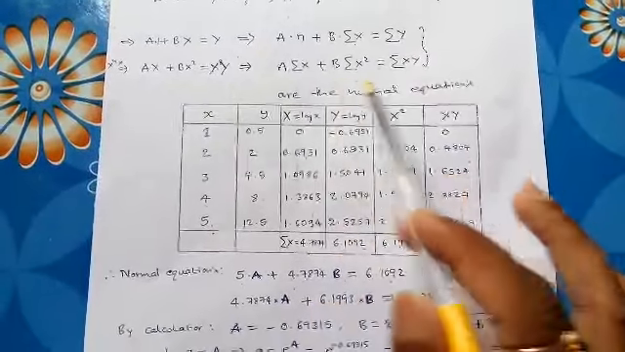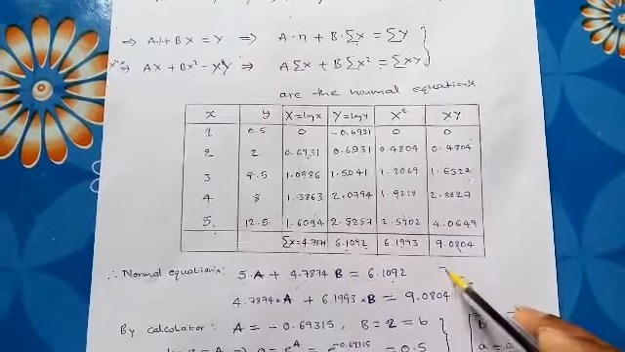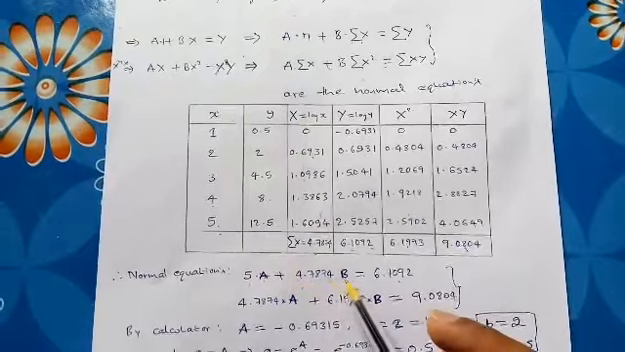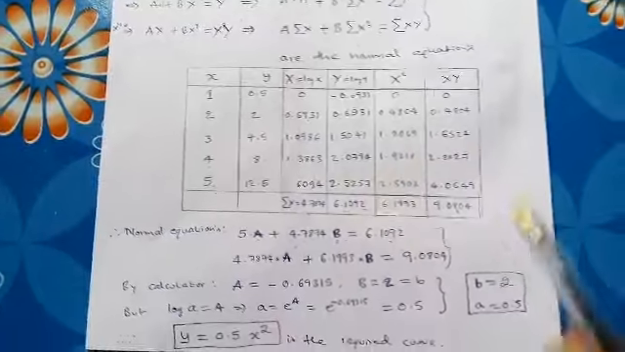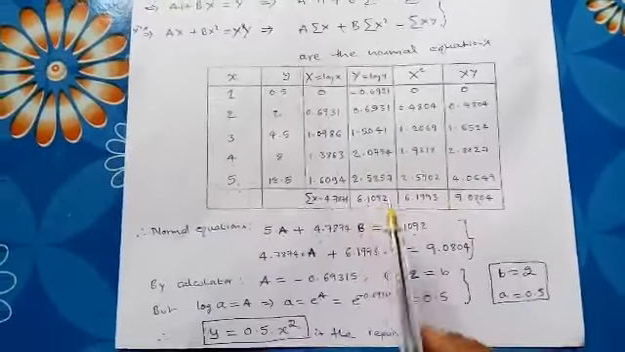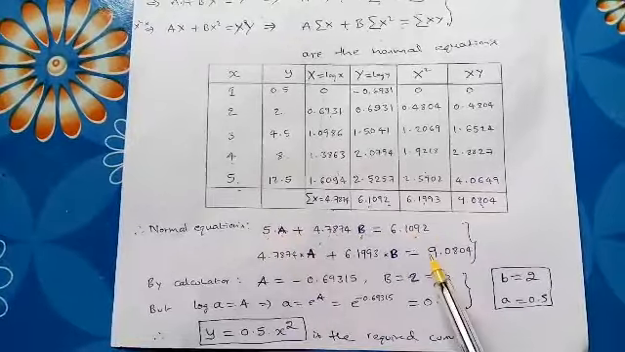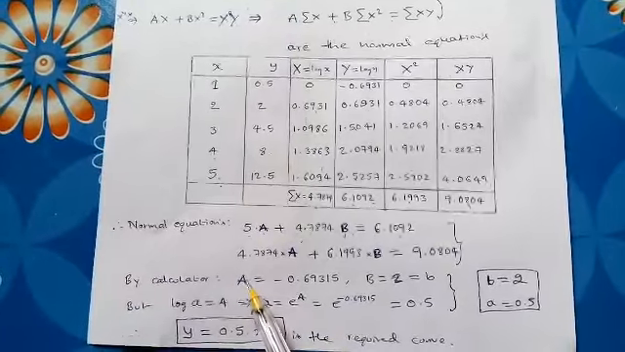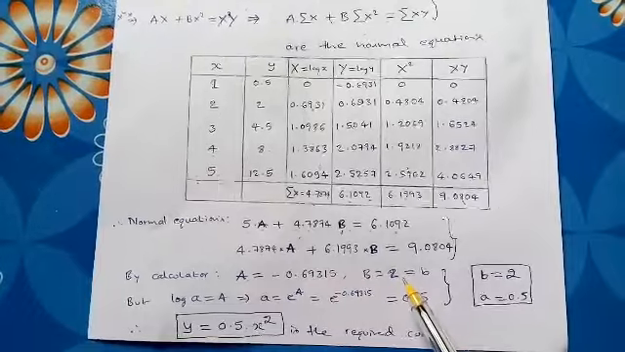Similarly, substitute values into the second normal equation. We get two simultaneous equations in terms of a and b. Here a and b are the unknown constants. These two are linear equations. By using a scientific calculator, we can substitute the coefficients of the linear equations and we get the values of the unknowns. So by calculator, we get the value of a, and this is the value of b.